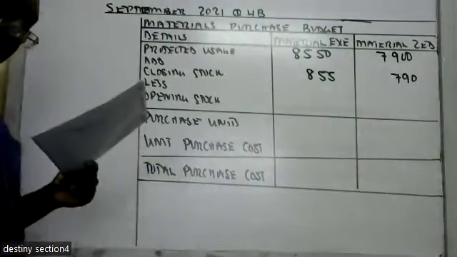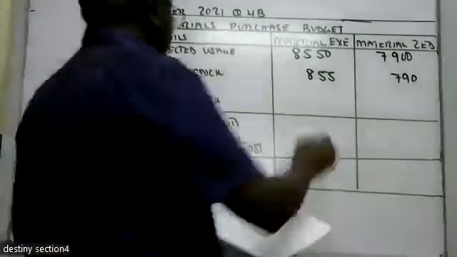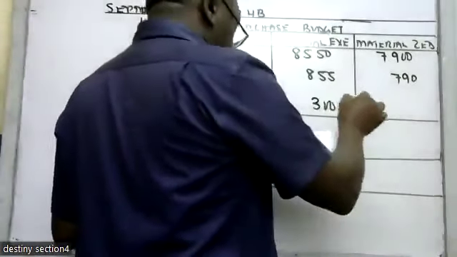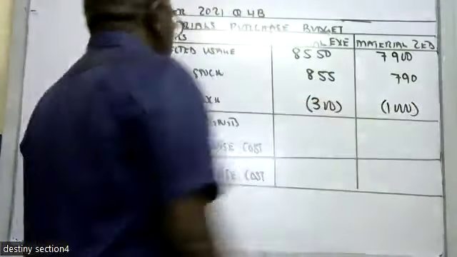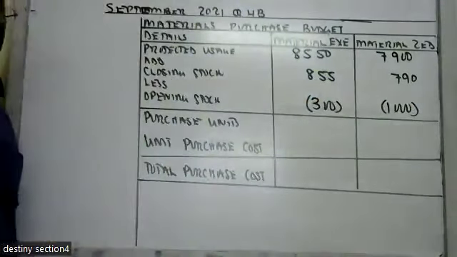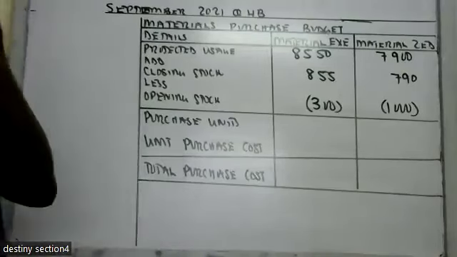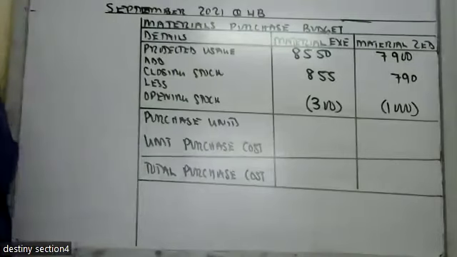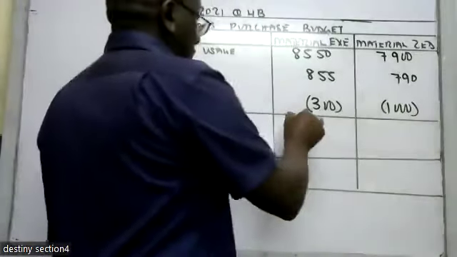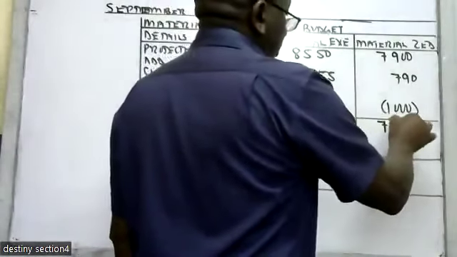Opening stock tunaambiwa X according to information 4. X ilikuwa 300. Na huyu mwingine ni 1000. So tujue how many are we going to buy? 9105. 9105. 7690. 7690.